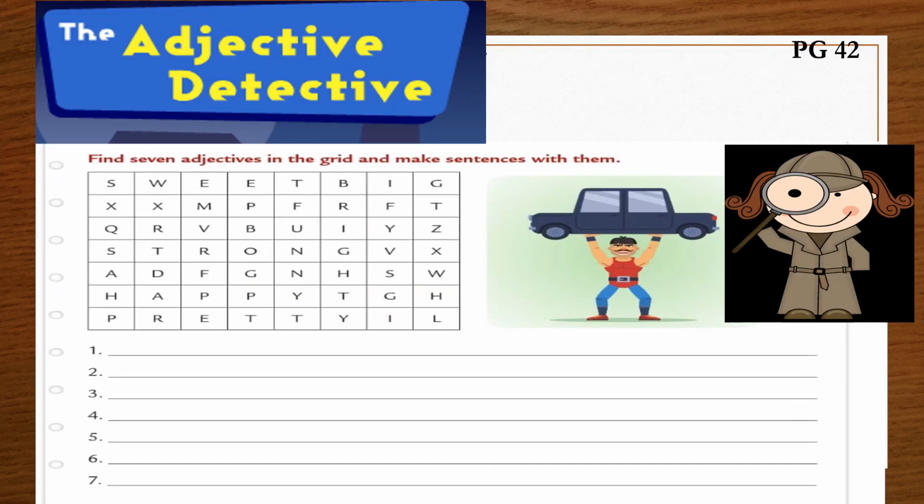Now, there is an interesting task for you, the adjective detective. You have to find 7 adjectives in the grid and make sentences with them. All right? This you will do in your book itself. So that is all for today. I'm sure now you can correctly identify the adjectives and you would have understood it very well.